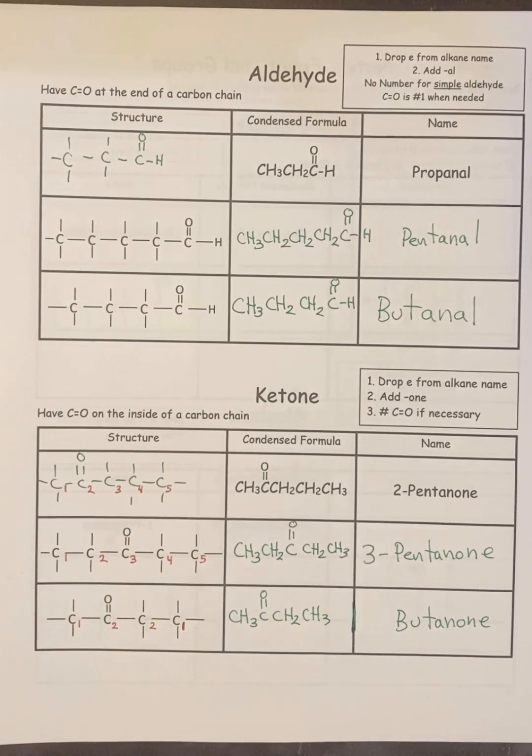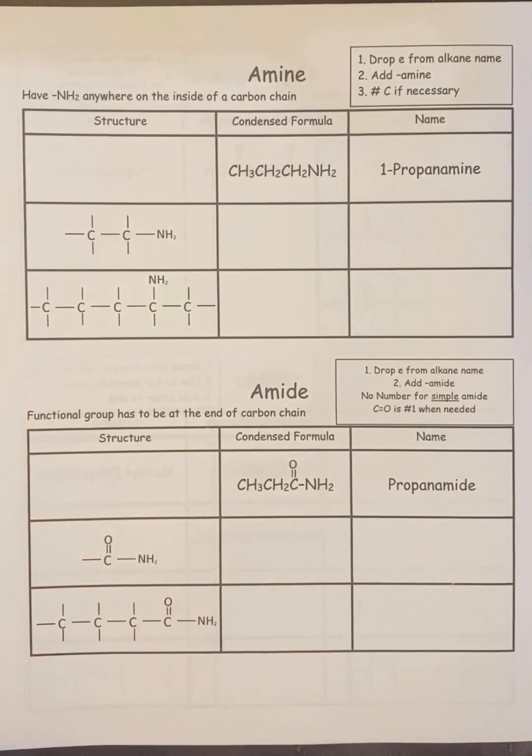And there's your condensed formulas. They shouldn't be too hard at this point. That's it for aldehydes and ketones. Next up are amines and amides, depending on how you say it.